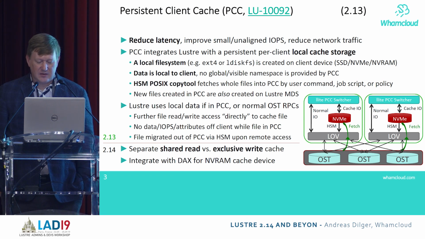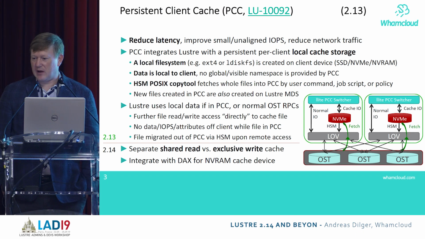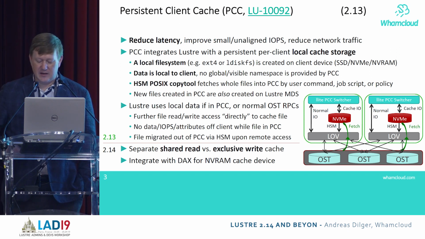And the other thing that we haven't really tested is using the DAX access model for persistent memory. But in theory, it should work transparently, because if you have NVRAM on your client and we're running with an ext4 PCC cache file system, then all of the I/O access should be totally the same as the local disk file system, and that should give us very good performance for small I/Os.